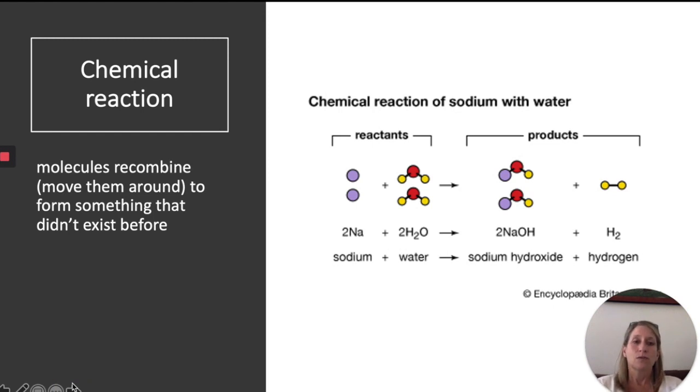Okay, so we're talking about chemical reactions today. In a chemical reaction, we talked about it before, the reactants are the substances that you start with, right? The products are the things that you're going to end with. During a chemical reaction, the molecules just rearrange, they move around, they recombine, and they form different substances. But what you need to know is that the number of atoms that you start with are going to still be equal to the number of atoms that you end with.